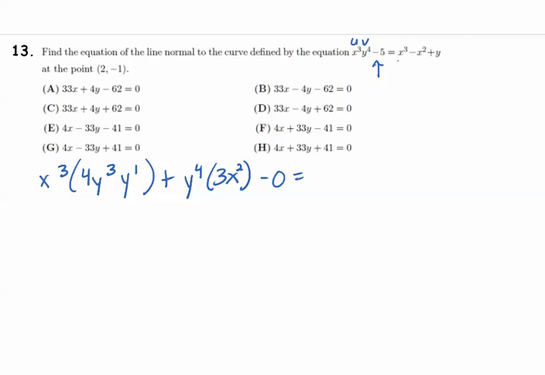And on the other side, our derivative of the x cubed term, our derivative of the x squared term, and the derivative of y is 1 with a chain rule on the y. So there's another y prime. So we've got two terms. We've got two terms that have a y prime in them.